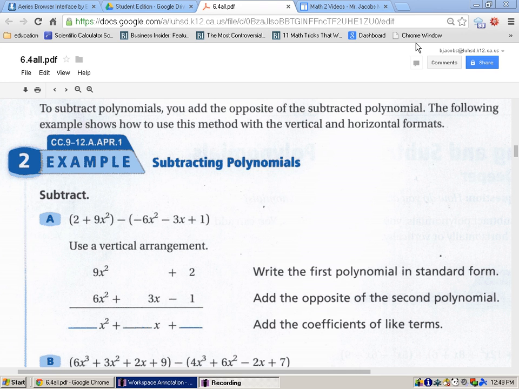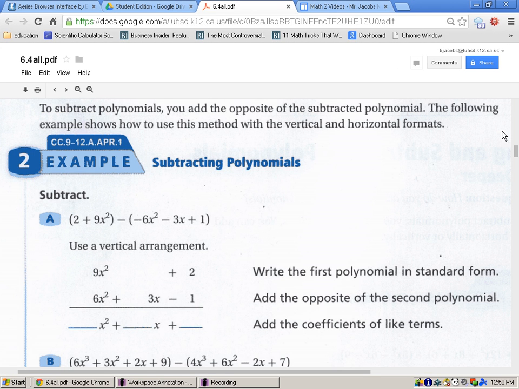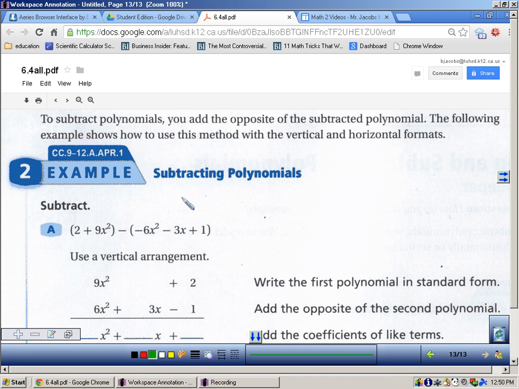Well, welcome. We're going to finish up notes on 6.3. I'm on page 344. And now I will begin example 2, part A, subtracting polynomials. So let's follow our nose and look at the example here. Alrighty, so here's what the example says.